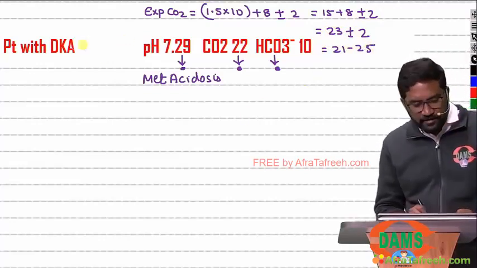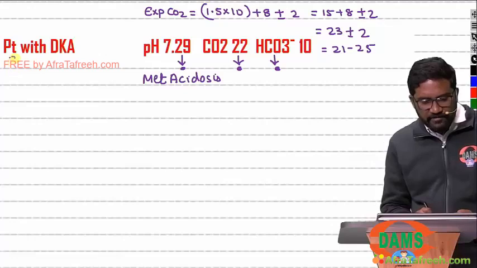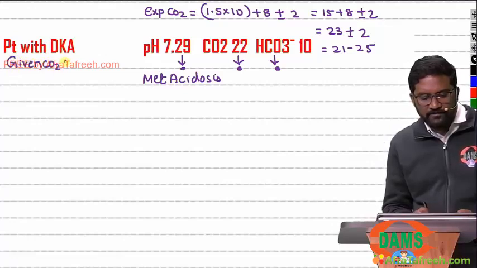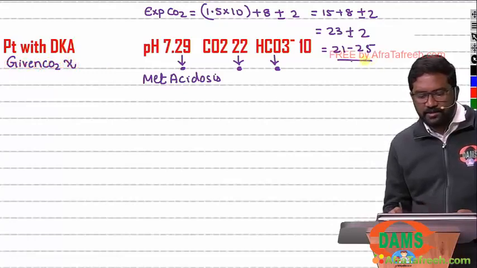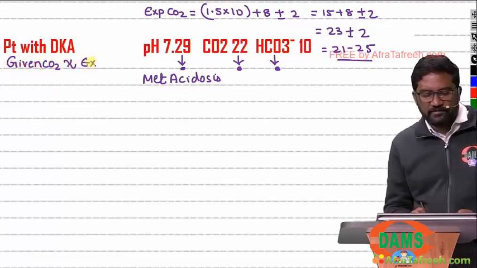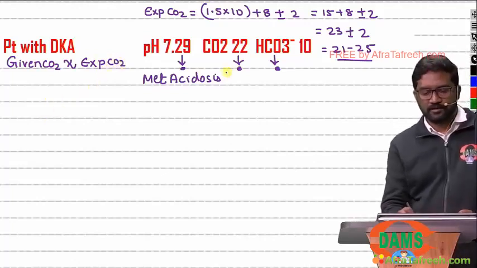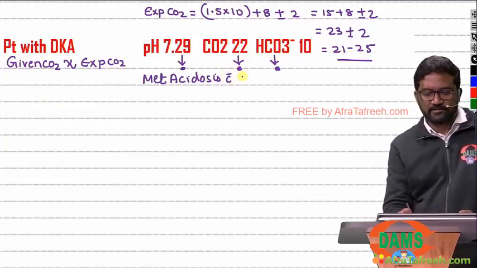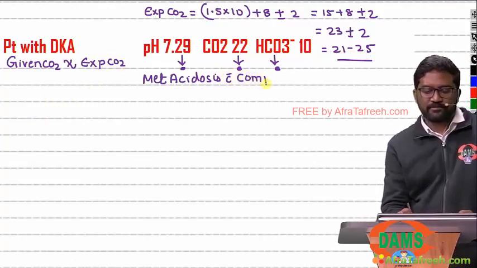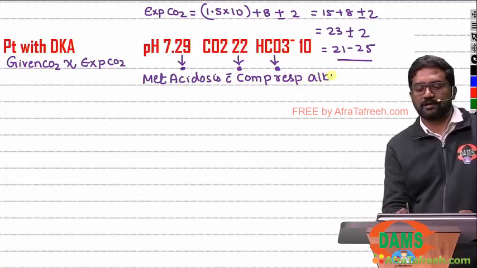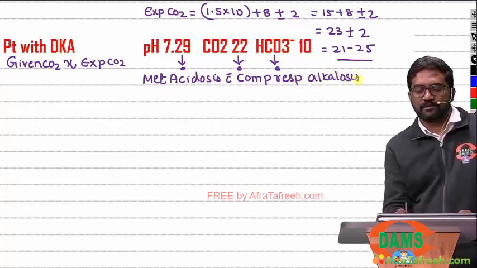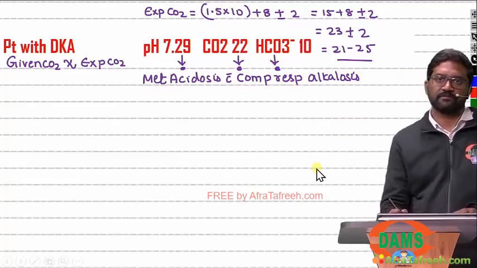Now if you notice, this is a situation where the given CO2 in the patient's body correlates with the expected CO2. If given and expected are correlating, it is adequate compensation. So the answer is metabolic acidosis with compensatory respiratory alkalosis. So this is a simple acid-base disorder.